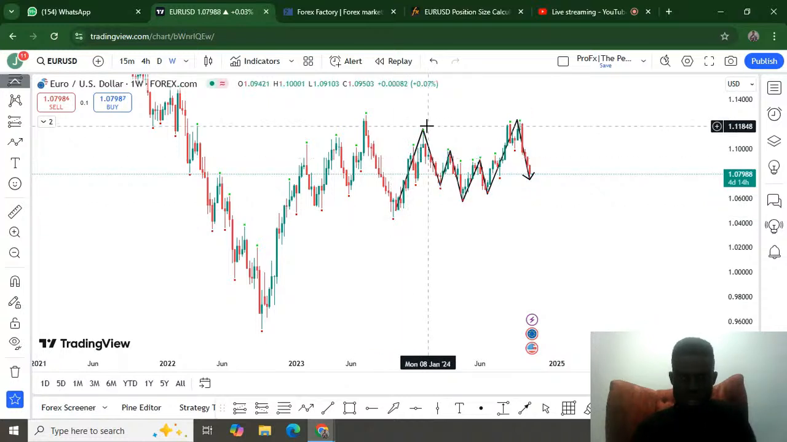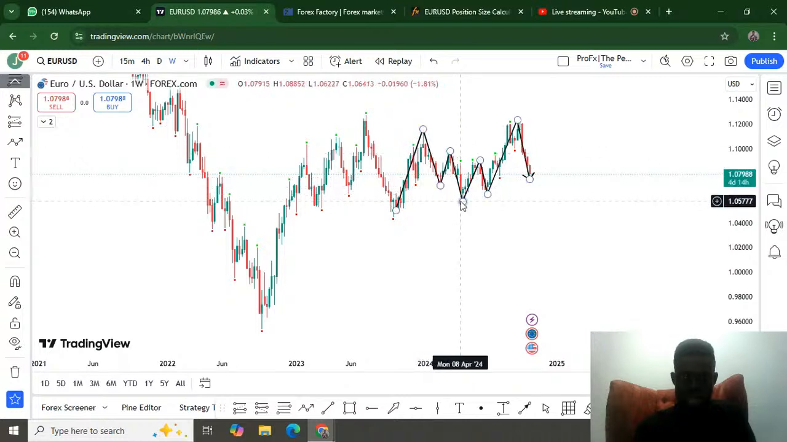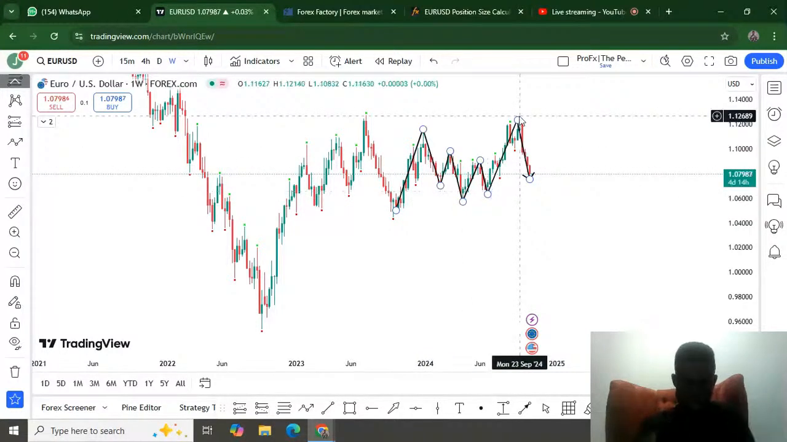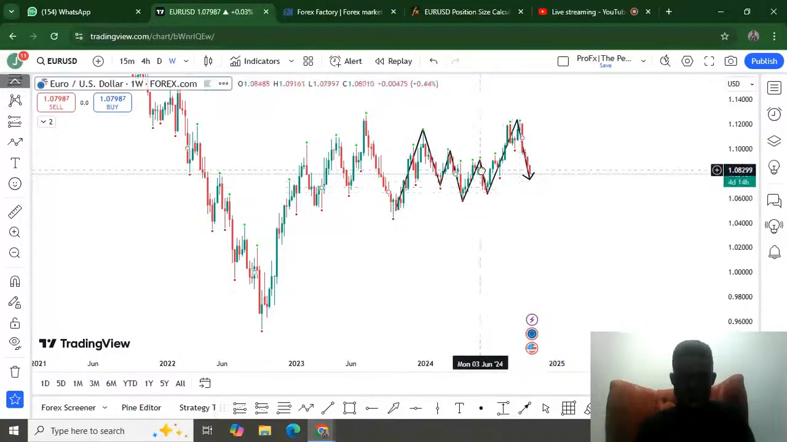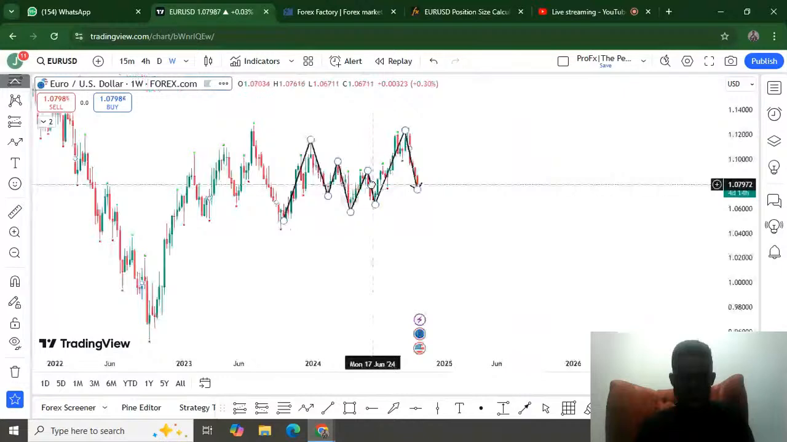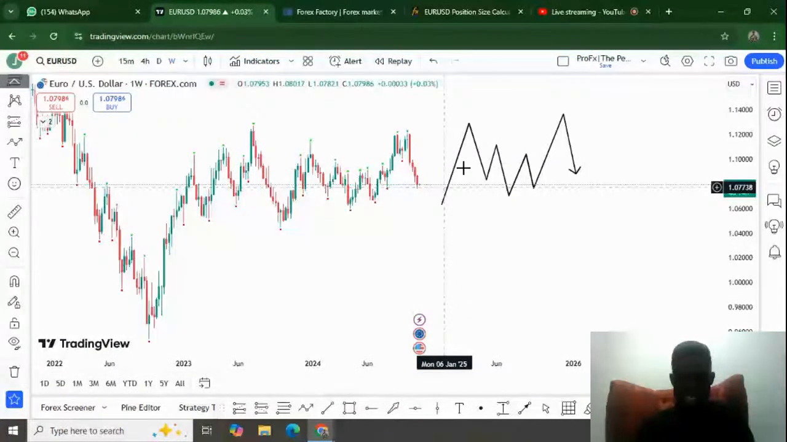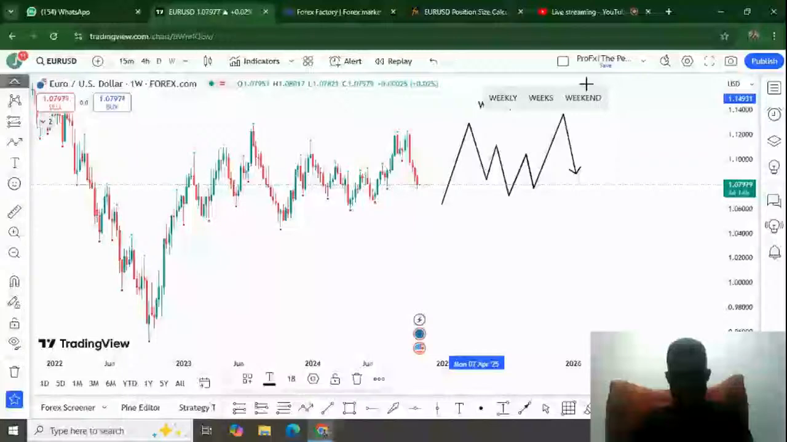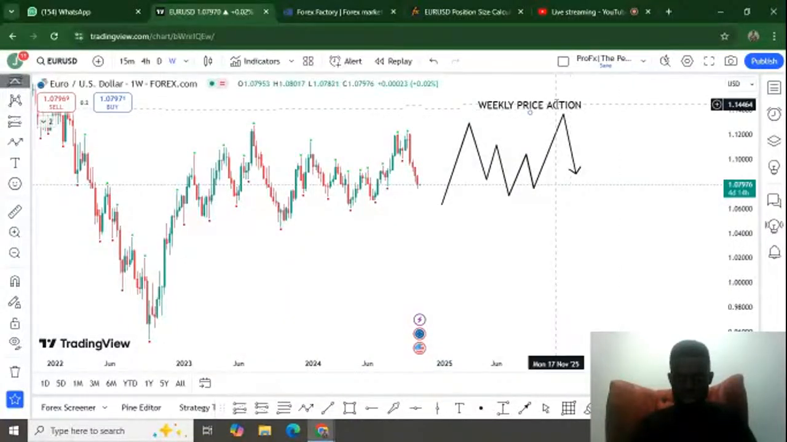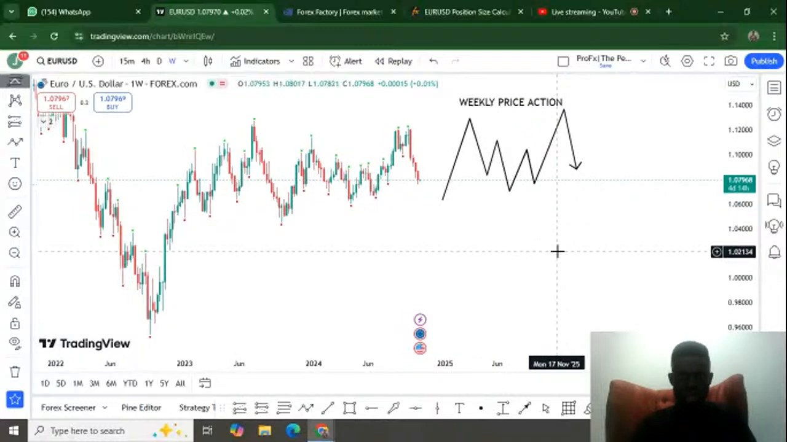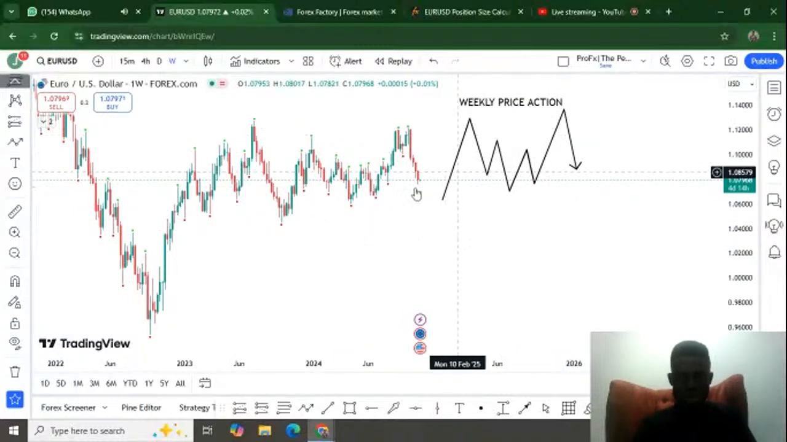So I draw my path to trace how the candlestick has moved. Once I've done that, I stop. I'll bring the path out. Weekly price action. This guy.